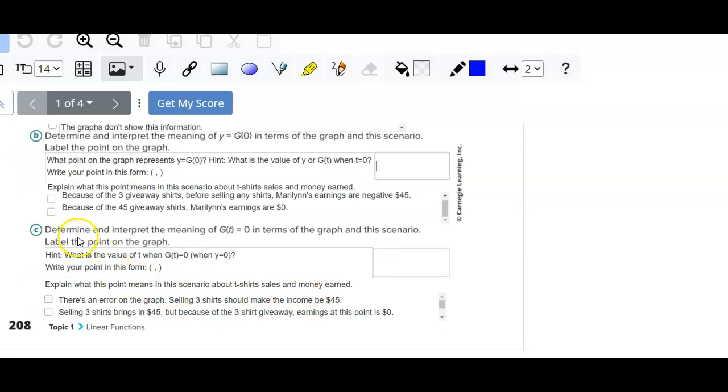And then going down to C, determine and interpret the meaning of g of t equals 0 in terms of the graph and this scenario. Label the point on the graph. So we're looking for the value, the hint is, what is the value of t when g of t equals 0, which is also what we were calling y before, when y equals 0. So look at where y is 0. Y means the same thing as g of t. Look for when y is 0, and then let's see what t equals there.